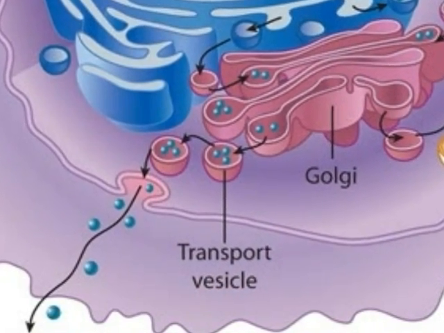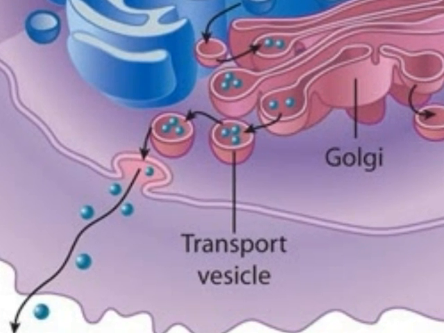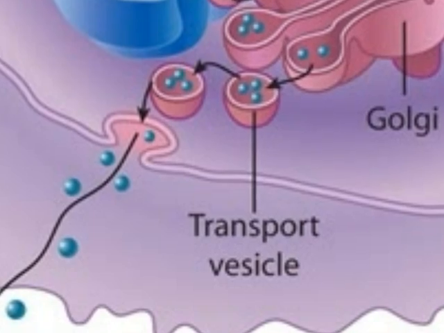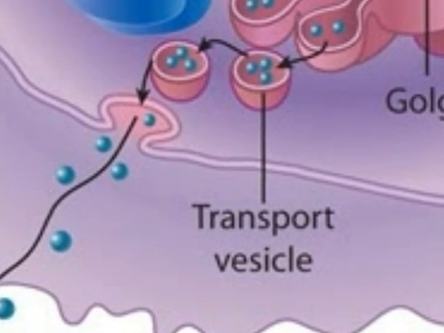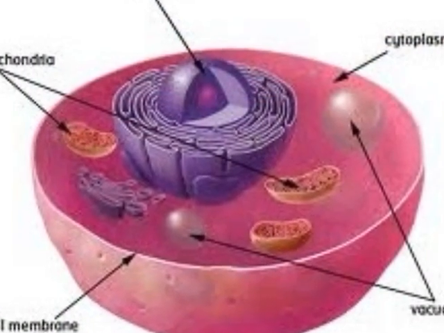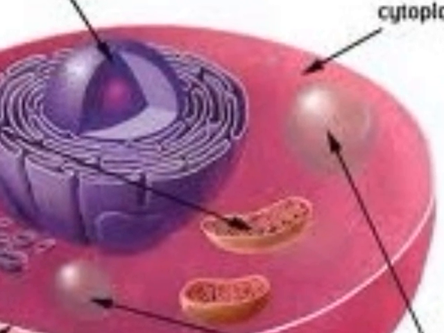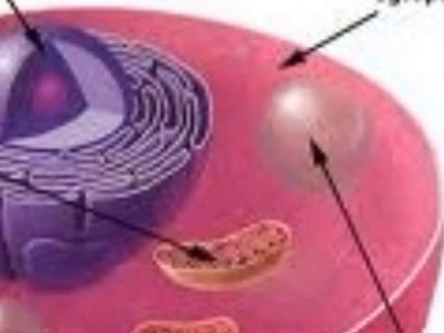Next on our journey, we are going to be looking at vesicles and vacuoles. The transport vesicles are way smaller than the vacuole. It is used to carry ER products to the Golgi. Used to store and move materials around the cell, the vacuole has a membrane-bound sac that is larger than the vesicle.